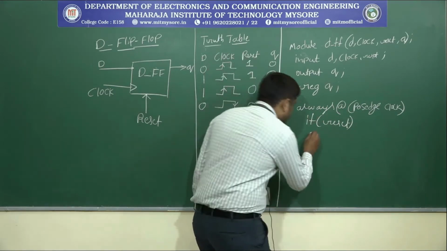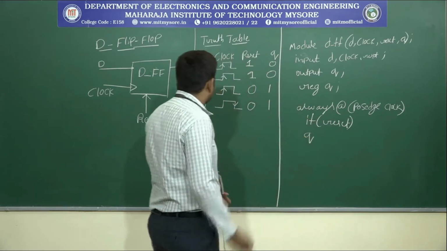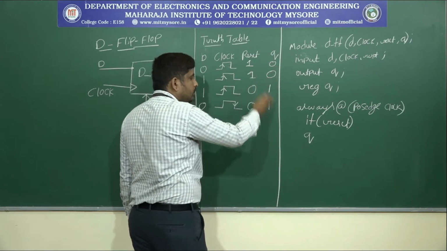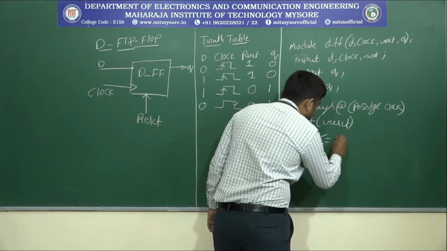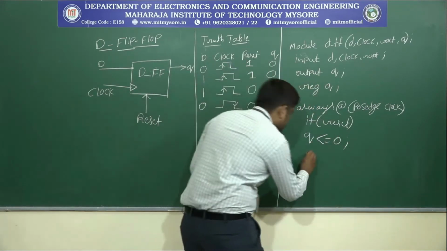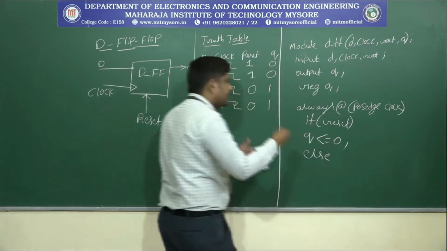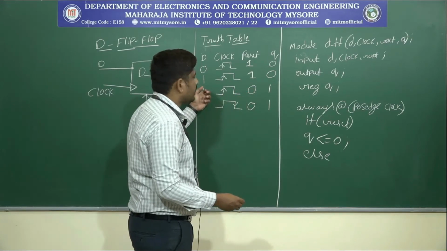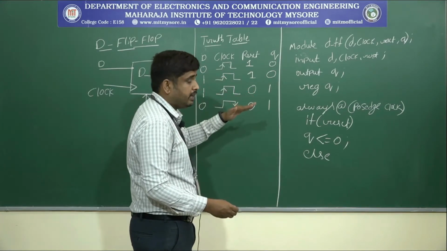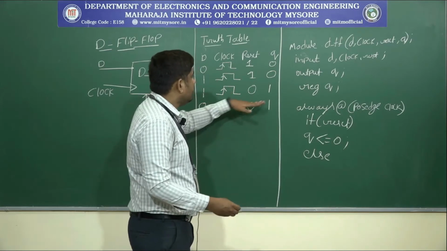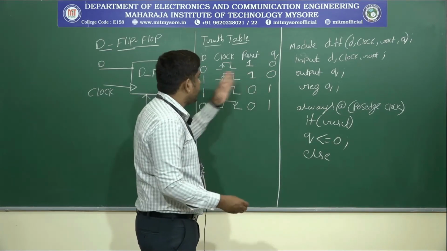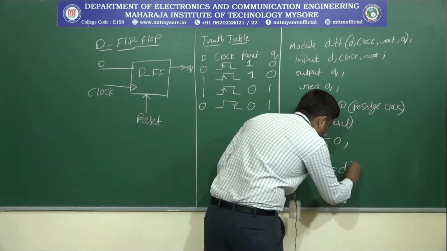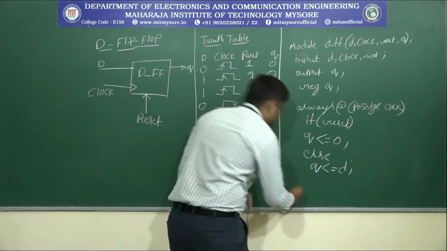So if reset, then at that time you have to observe the truth table. If reset, what happens here? If reset, then Q is equal to 0. Else, other than reset, the output depends on this one, D, when it is positive edge triggering. Then output depends on whatever input you applied, that is Q is equal to D.